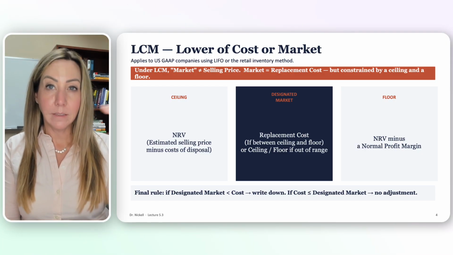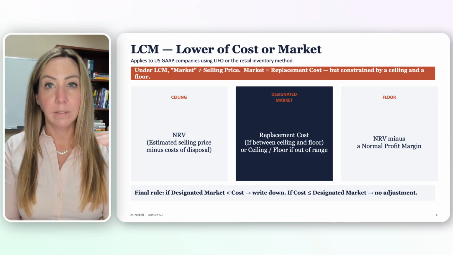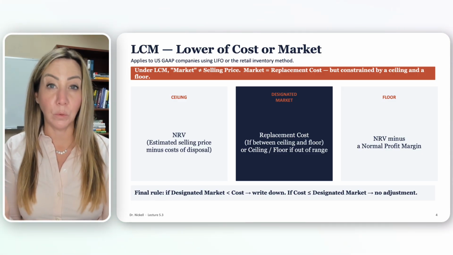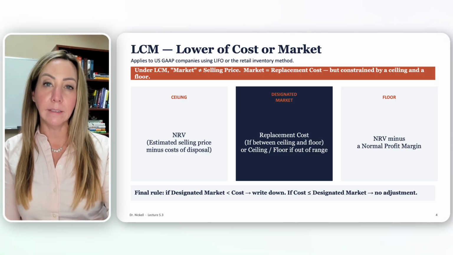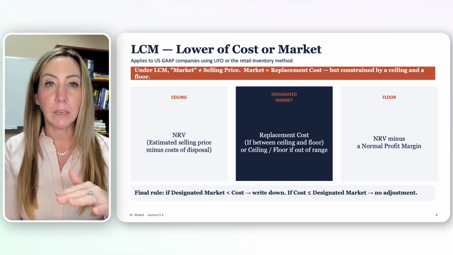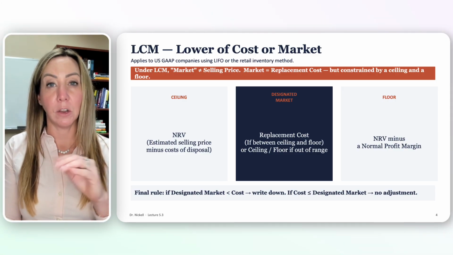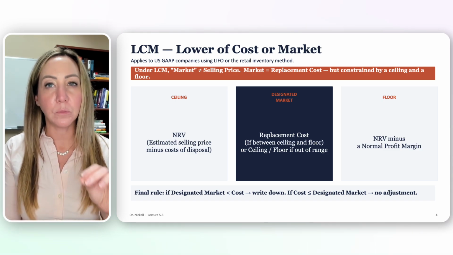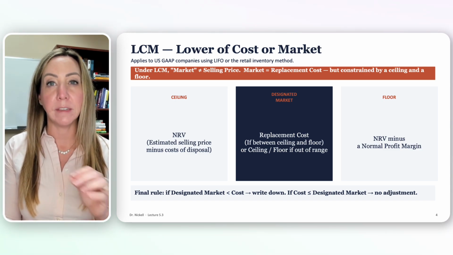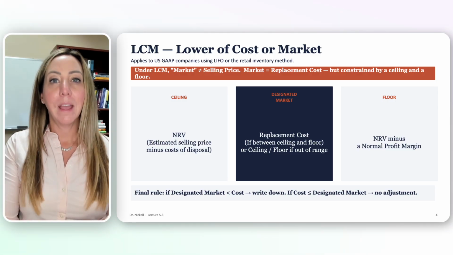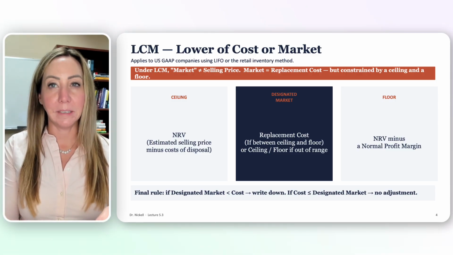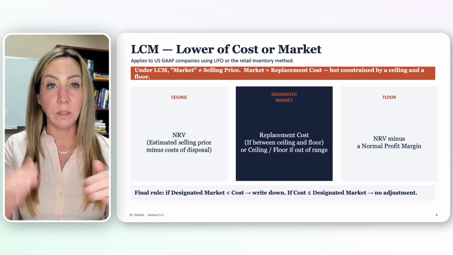The ceiling: the market cannot exceed NRV. If replacement cost is higher than what you can sell the item for, net of completion costs, use NRV as the ceiling. The floor: market cannot fall below NRV minus a normal profit margin. This prevents writing inventory down so far that selling it would produce an abnormally high profit, which would distort future income. The designated market value is replacement cost, but only if it falls between the floor and the ceiling.